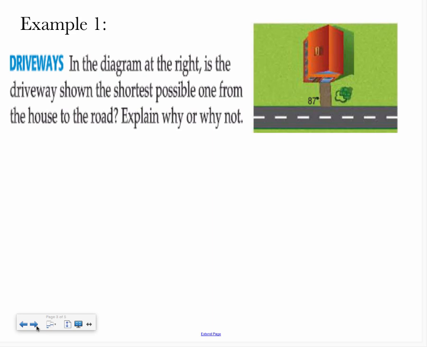Well, I was just talking about how the shortest distance from a point to a line is to be perpendicular to that line. And if we look at this driveway, it forms an 87-degree angle to the road. So is that the shortest possible route? No, because it does not form a 90-degree or perpendicular angle.